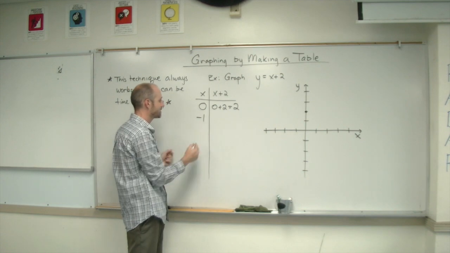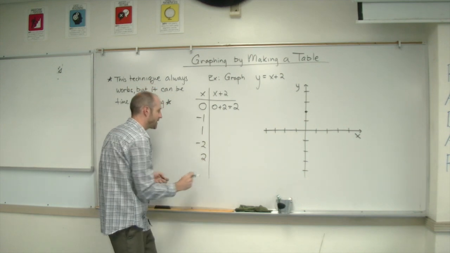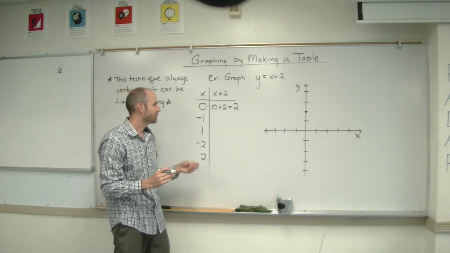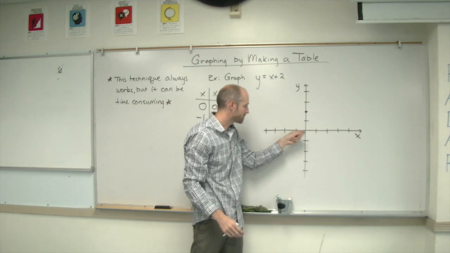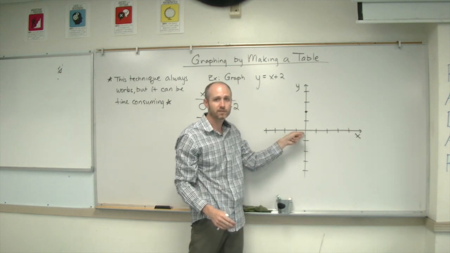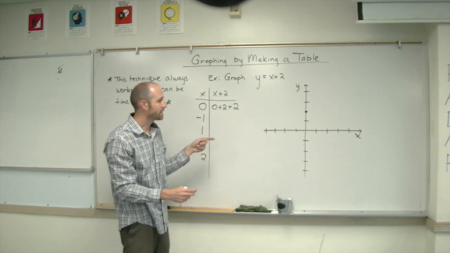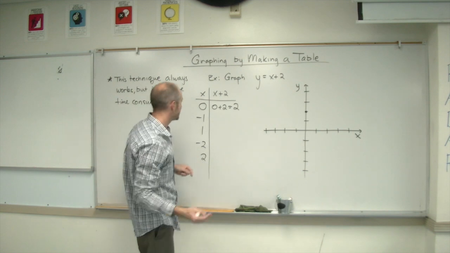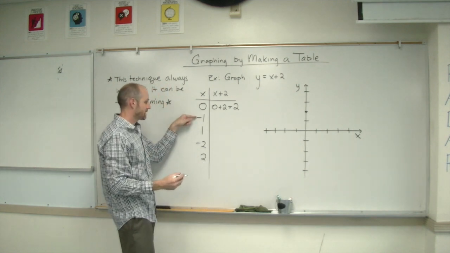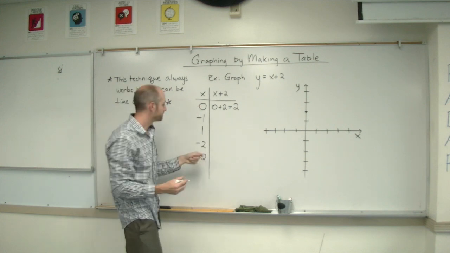Like -1 is a good one, 1, -2, and 2. If your graph is going to be centered by the origin, 0, 0, which we call the origin, it's generally a good idea to choose some negative numbers too, so you're seeing the left-hand side as well as the right-hand side. Okay, so let's start substituting these values for x into our function and see what values we get as outputs.